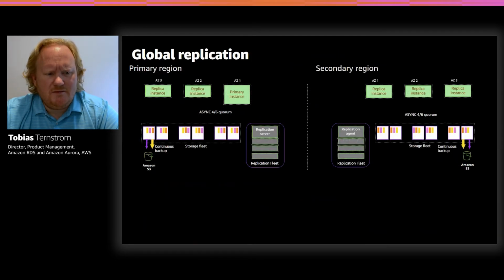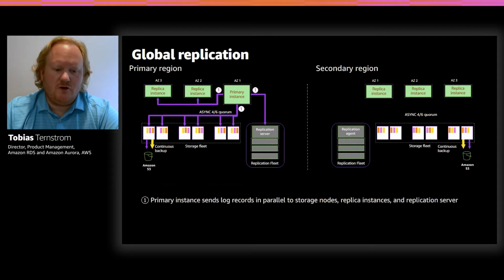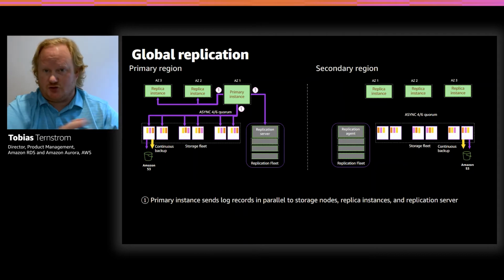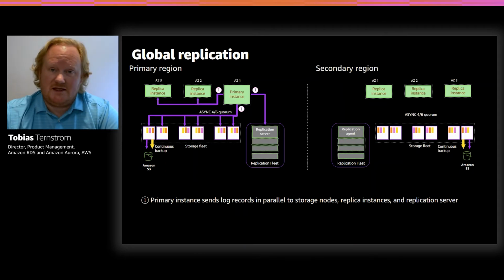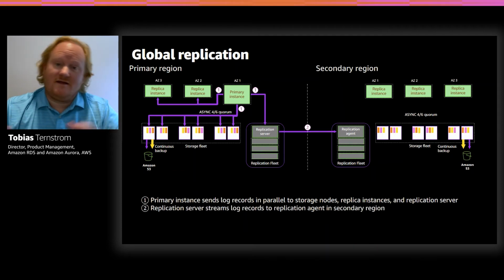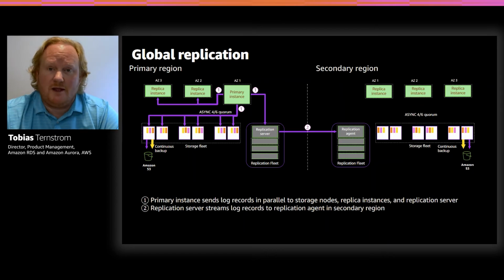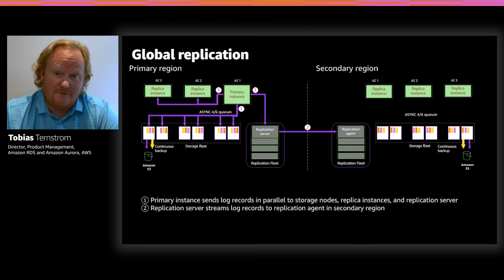So let's go in a little bit more into detail about how global database replication works. First of all, the primary instance sends log records, as we said before, in parallel to storage nodes, and now includes the replication service as if it were one of the storage nodes. Then the replication service, in turn, can send the log records in parallel to a replication agent on the other side. And again, this is completely separate from your primary node, so this is not additional compute capacity, if you will, that you have to plan or pay for outside of the global database transfer fees.